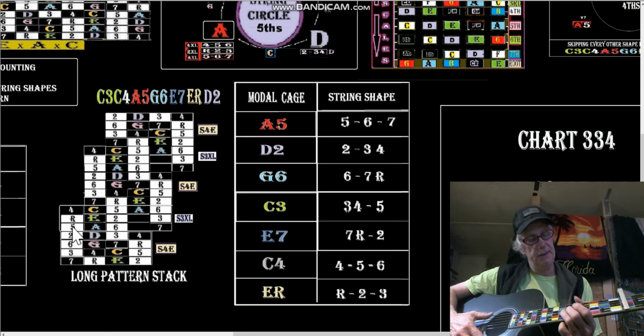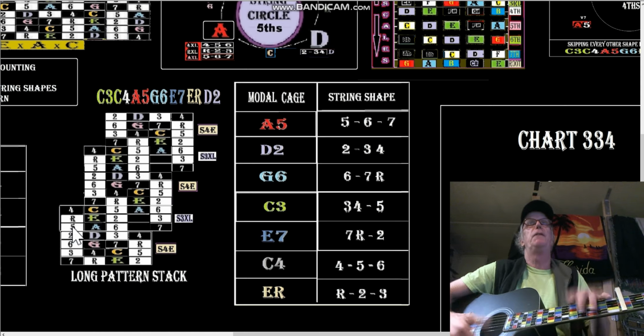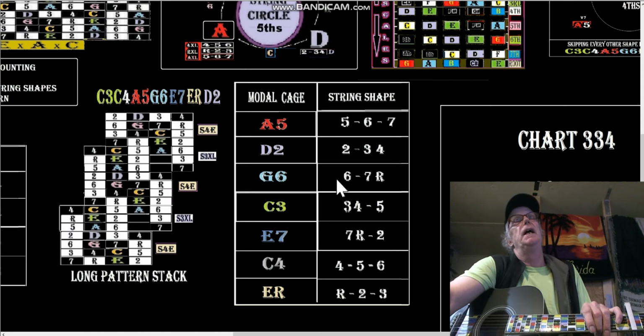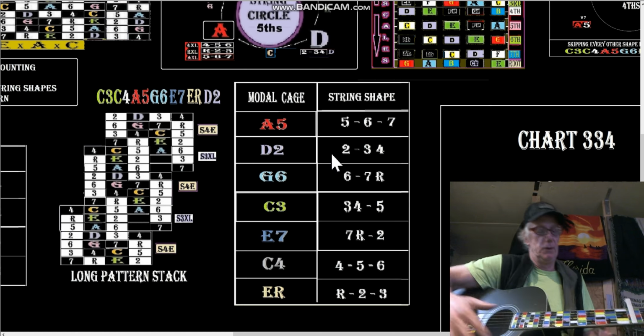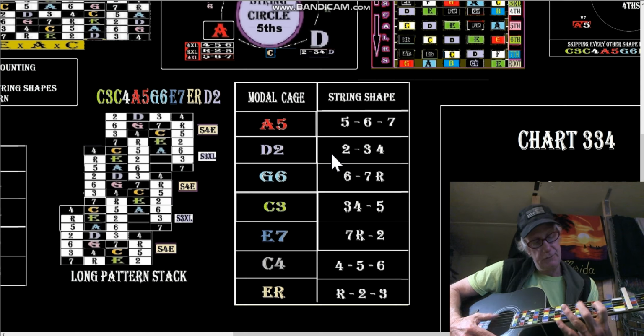G Mixolydian. So we just put a root there, but follow the same pattern and count up that pattern as we go along. 5, root 2, 3, 4, 5, 6, 7, root 2, 3, 4, 5, 6, 7, root 2, 3.